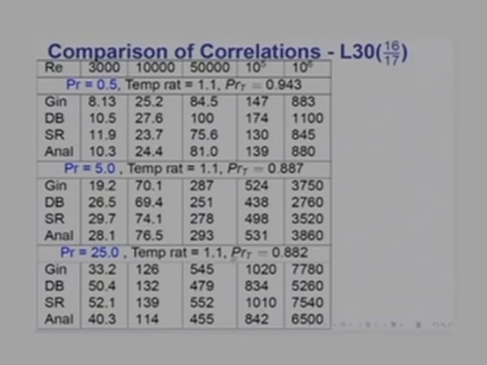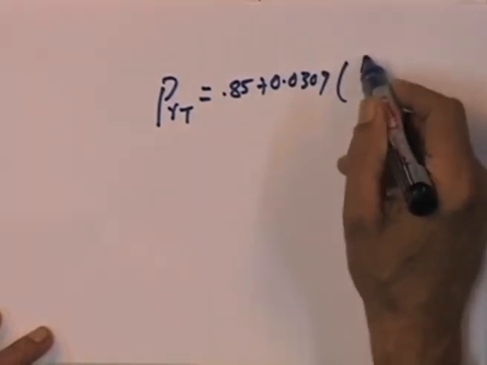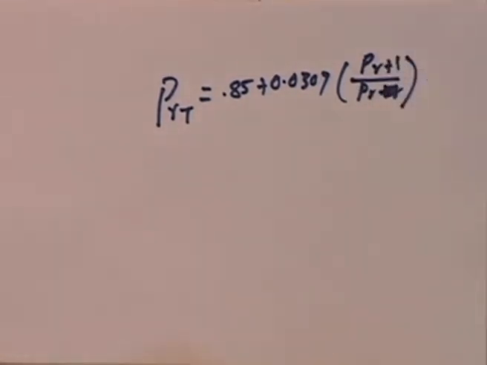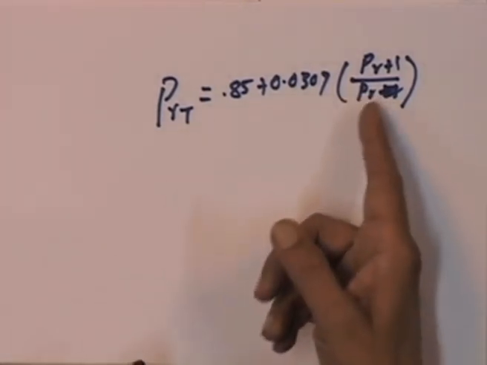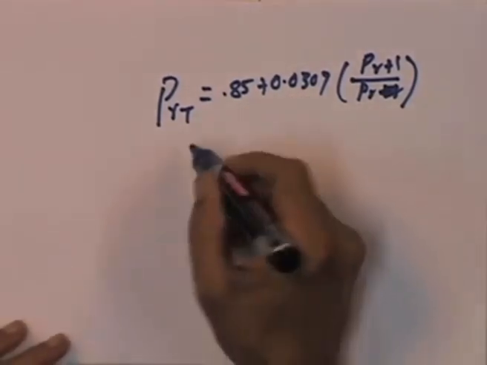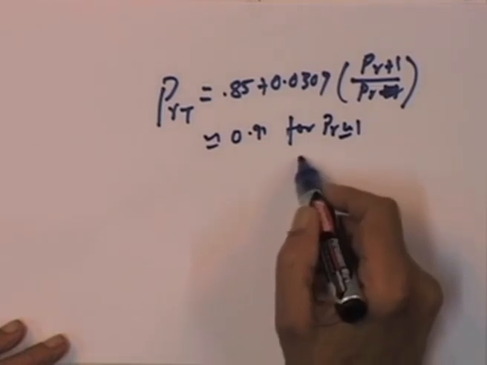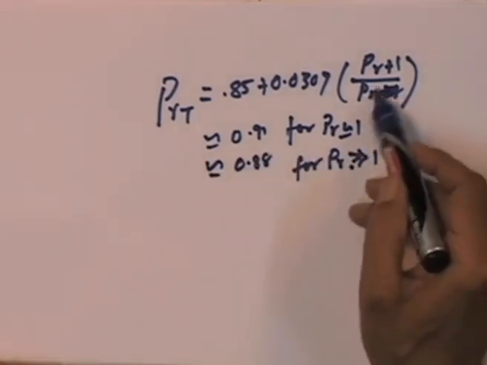By taking temperature ratio as 1.1 and Prandtl T equal to 0.943887, and you recall I had given you the relationship that Prandtl T can be modeled as Prandtl T equal to 0.85 plus 0.0309 into Prandtl divided by Prandtl plus 1. Sorry, this should be Prandtl T equal to 0.85 plus 0.0309 into 1 divided by Prandtl. Then you will see that this relationship, for Prandtl greater than or equal to 1, will give you, for example, at Prandtl equal to 1, this will simply make it about 0.06, and Prandtl T will be about 0.91 for Prandtl equal to 1. And for very large Prandtl numbers, also it will be around 0.88, because this ratio would be 1.